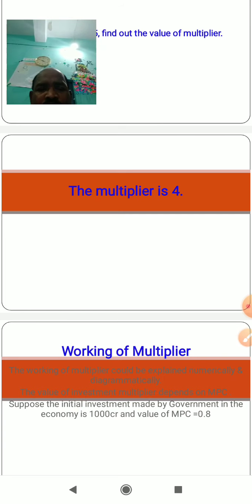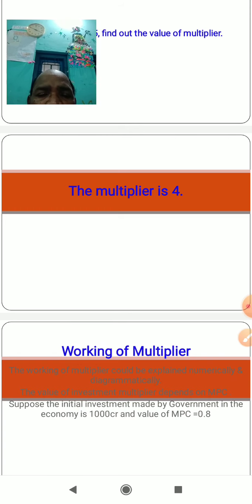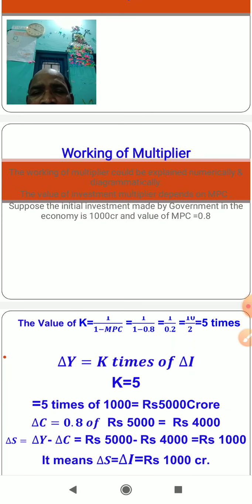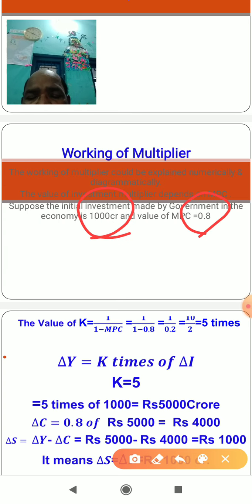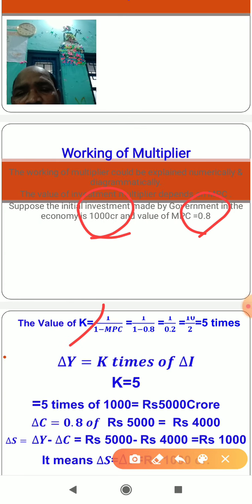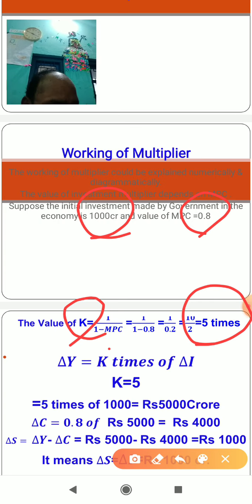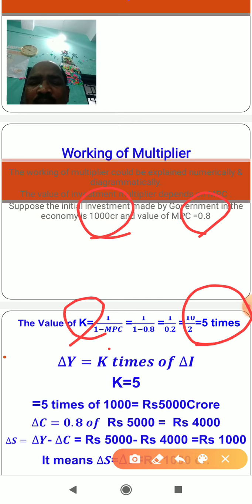Then coming to the working of the multiplier. How does the multiplier work? The working of the multiplier can be explained both numerically and diagrammatically. Suppose the initial investment made by the government in an economy is 1000 crores and MPC is equal to 0.8. Then what is the value of K? K is equal to 1 by 1 minus MPC, that means 5 times. Delta Y is equal to K times delta I, that means 5 times 1000, that is 5000 crores.